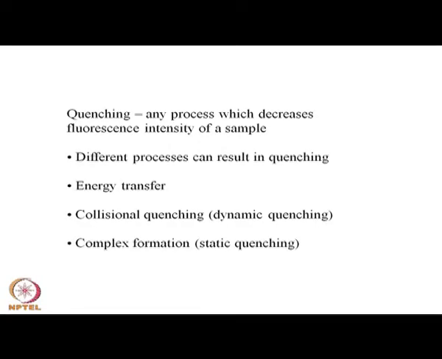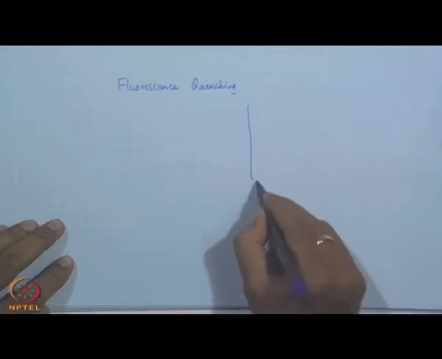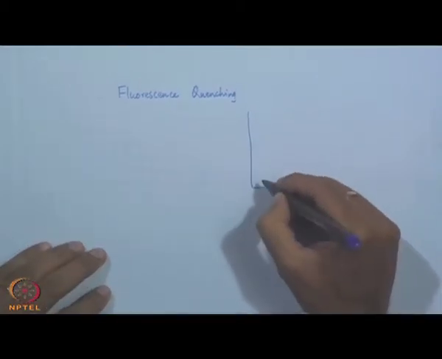So, if we just recall, quenching is any process which decreases the fluorescence intensity of a sample. Sample means of course a fluorophore, because we deal with fluorophores in fluorescence studies. That is the first and foremost. So, when we do fluorimetry, we say the spectra looks like this. Say we have a fluorescence spectra of this sort.